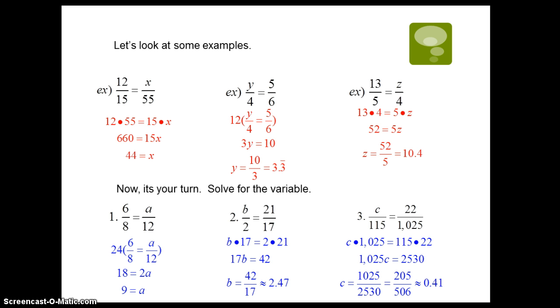Hopefully your answers match mine. First one, we get a is 9. I did use least common denominator, but you could have used cross products. B, we get 42/17, which is approximately, that's what that squiggly line looks like, it means approximately 2.47, or 2 47/100. And on the last one, we get C is approximately 41/100, or if you left it as a simplified fraction, 205 over 506. Both answers would be acceptable.